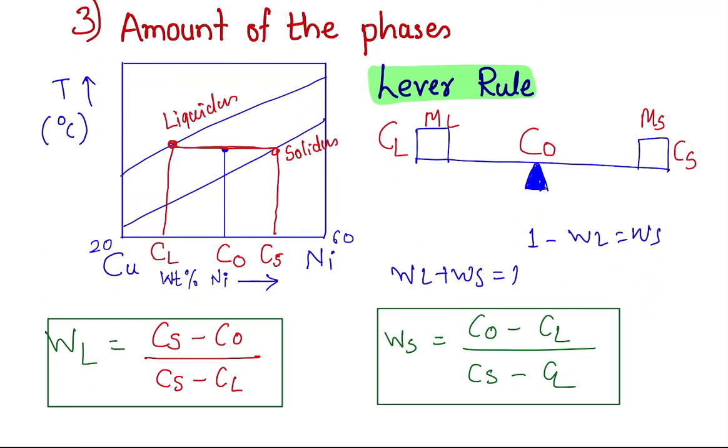So we have C0, the given concentration here, Cl the given concentration, and Cs the given concentration. This is again the same phase diagram. This is solidus line, this is the liquidus line. Above this point everything is liquid, below this point everything is solid. So for finding out the amount of phases, you have to use a rule that is called the lever rule. Here you have to draw a lever, and you have to show C0 at the center. So we have shown C0 at the center.